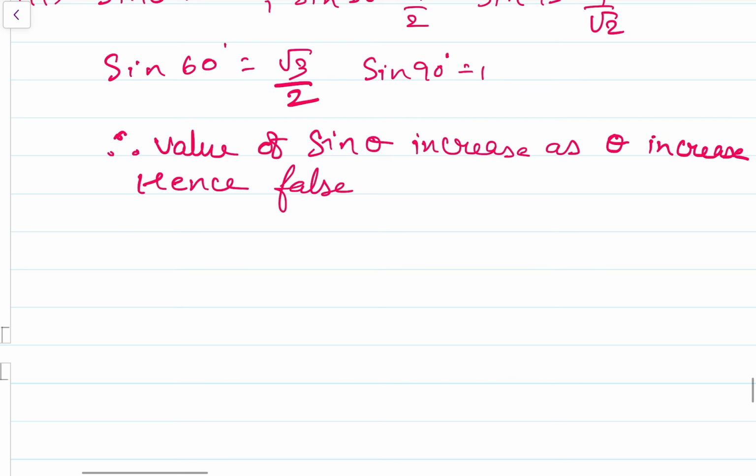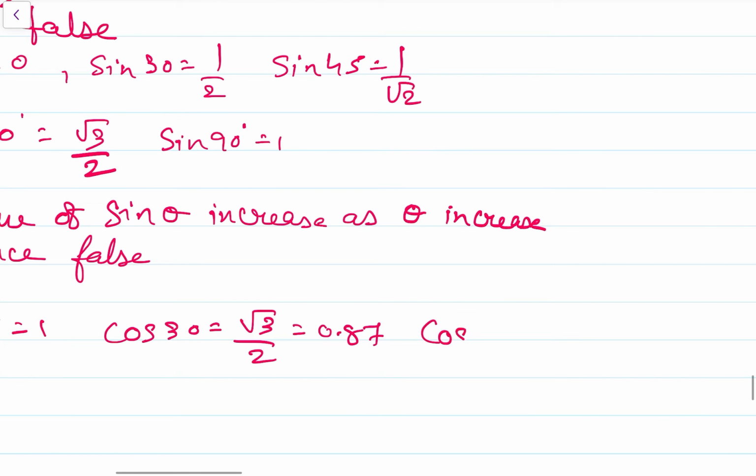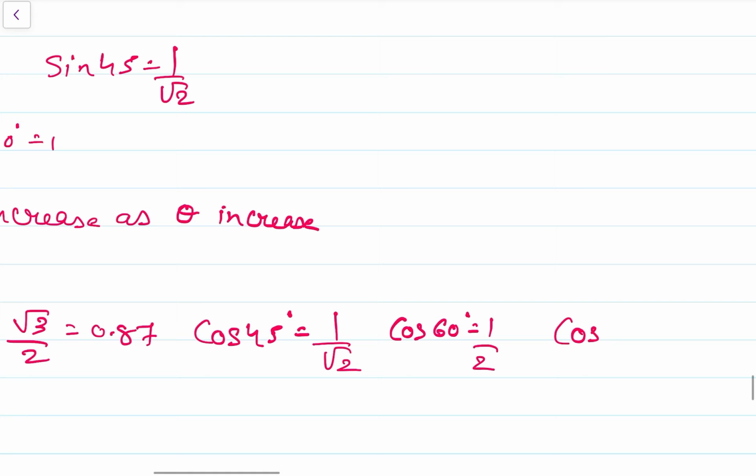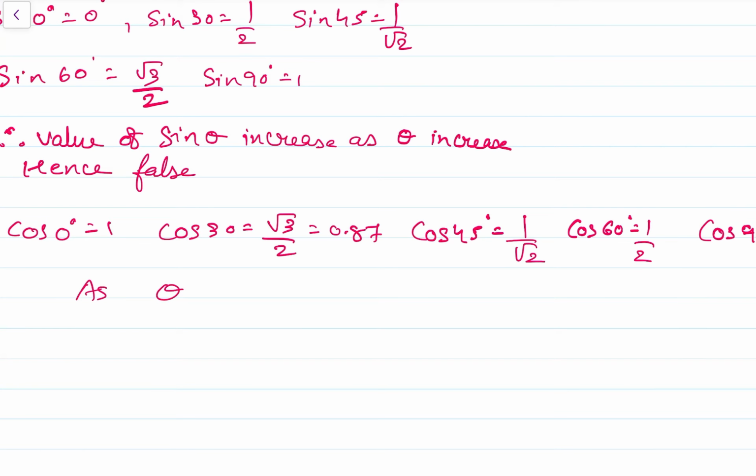Now we have number 3. Same way, the value of cos theta increases as theta increases. Now here cos 0 is 1. Cos 30 is root 3 upon 2, which is 0.87. Cos 45 is 1 upon root 2. Cos 60 is equal to 1 upon 2. And cos 90 is equal to 0. Here, if you observe, as theta increases, value decreases. Therefore, again, false statement.